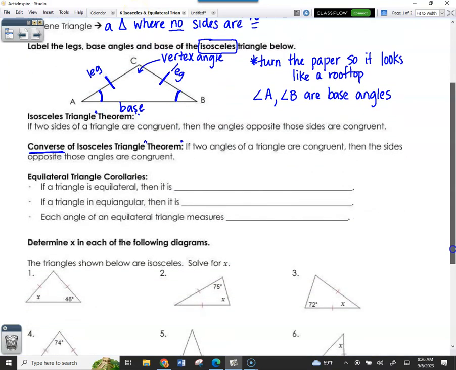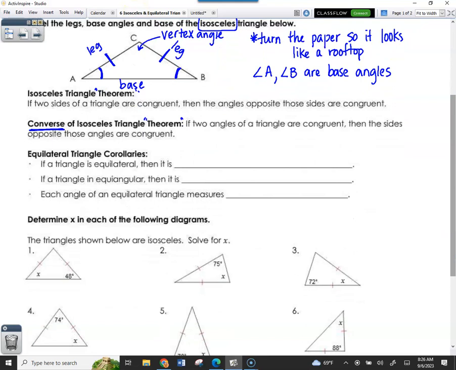All right, now that's isosceles. Now let's talk about equilateral. I love equilateral triangles because despite the fact that you could have a small one, a medium, or a big one, their angles never change. The angles never change in an equilateral triangle, ever.